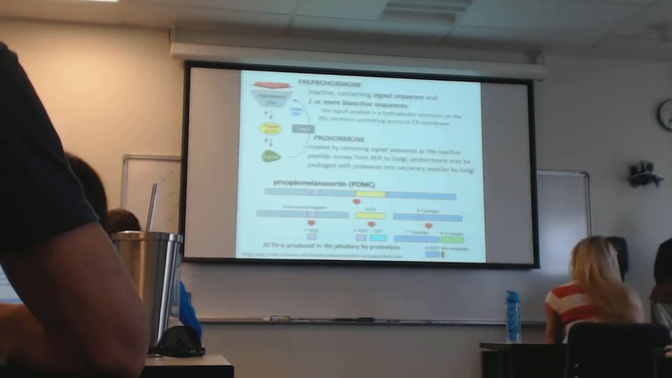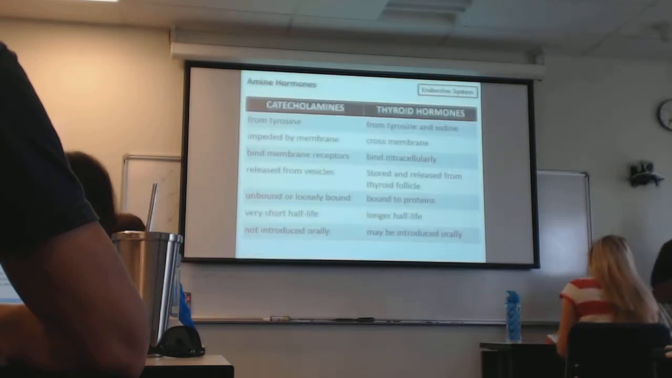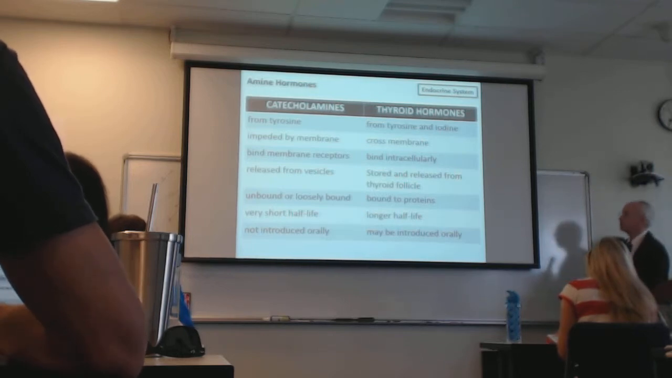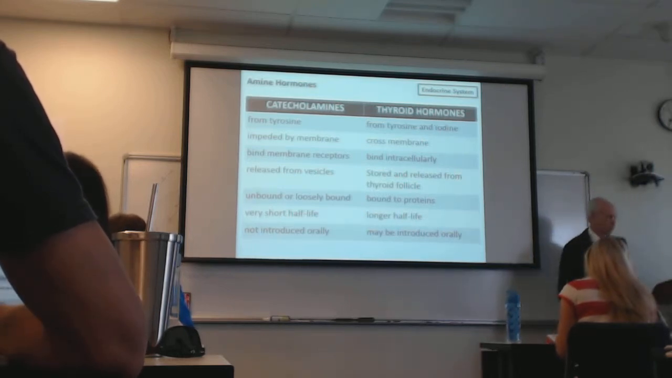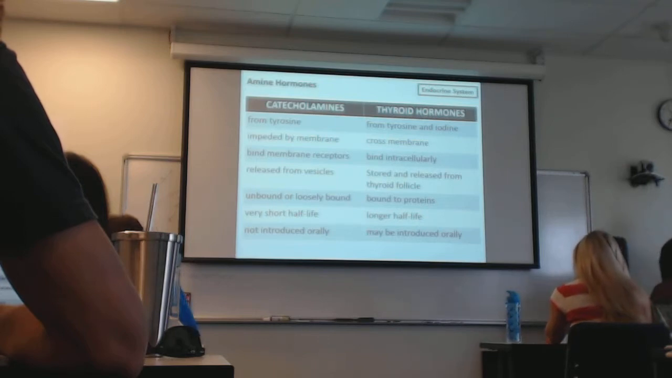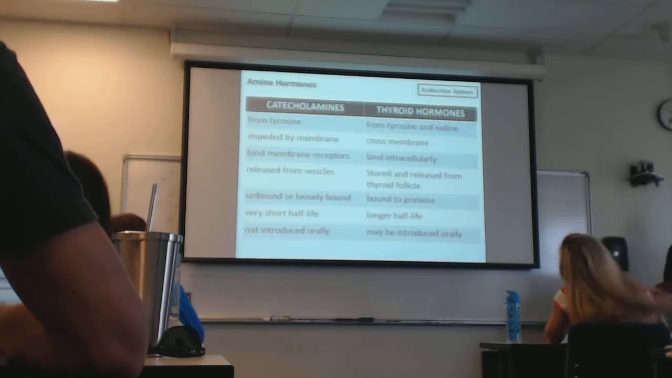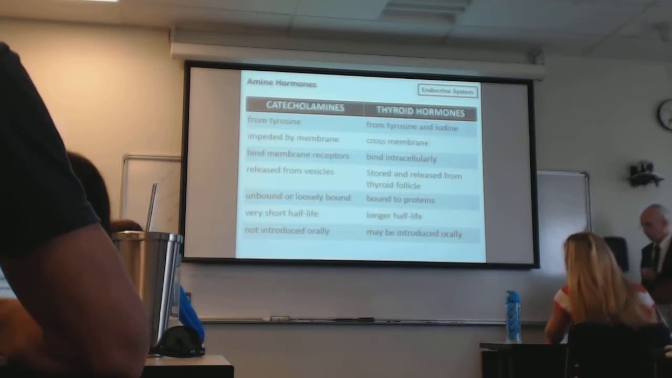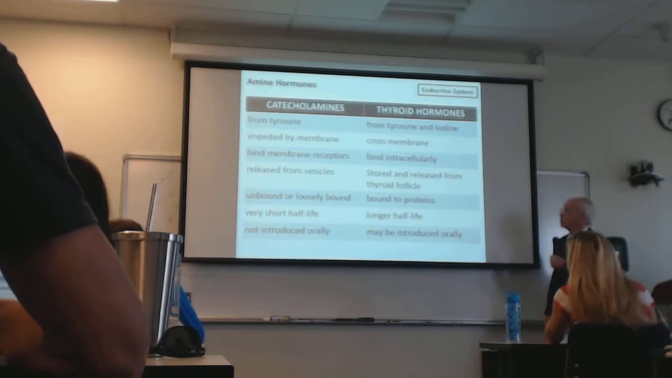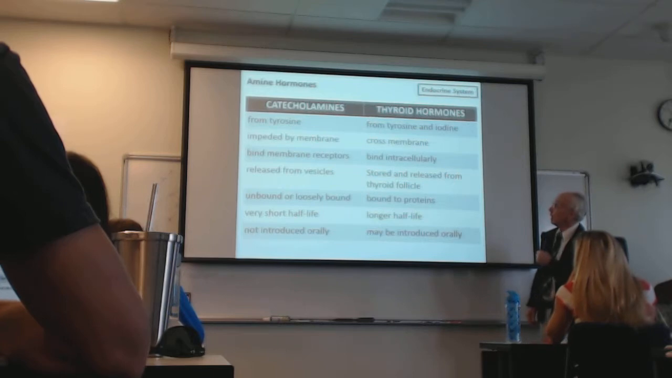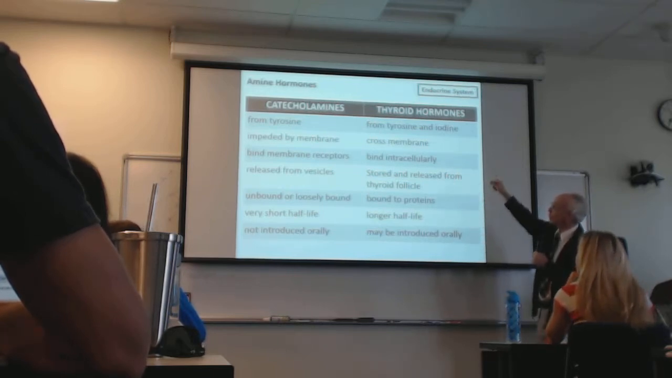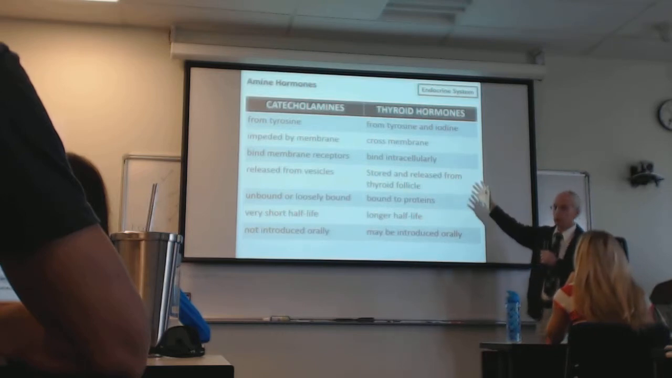All right, moving on to the next group. We talked about the steroids, we talked about the synthesis and the general characteristics of peptides. There are also the remaining amines. Remember, we're going to call these amines or amino acids in this context. The distinction is not terribly important. The problem is, this chemical class of amines includes the catecholamines and the thyroid hormones, and they operate rather differently.